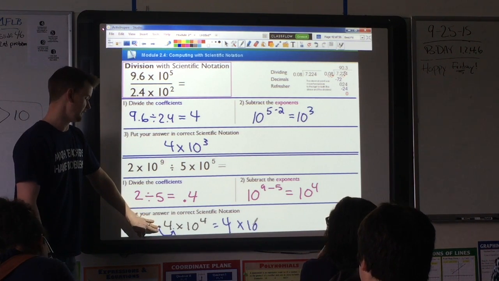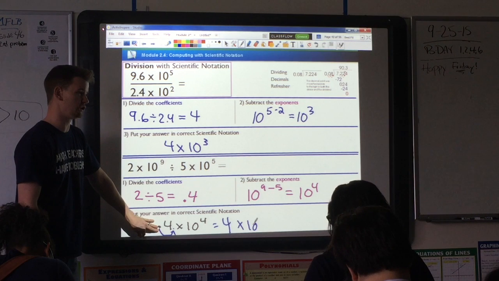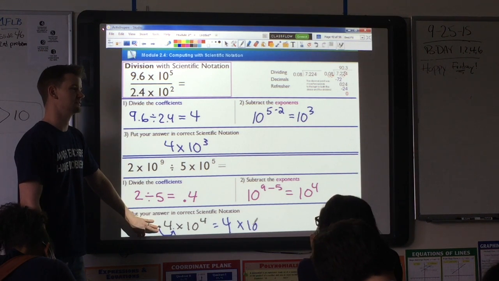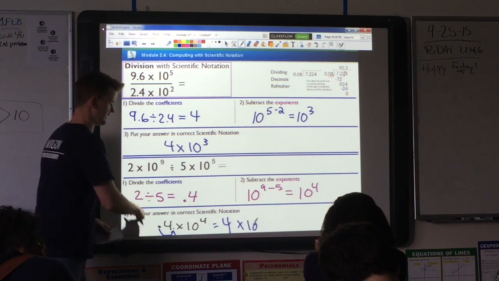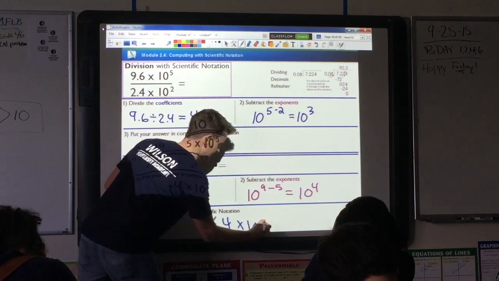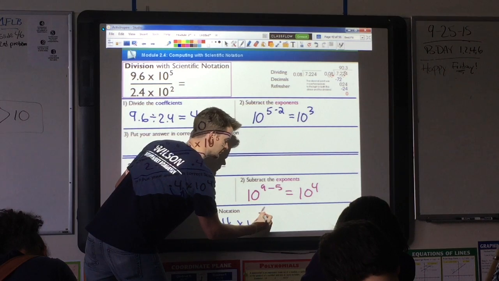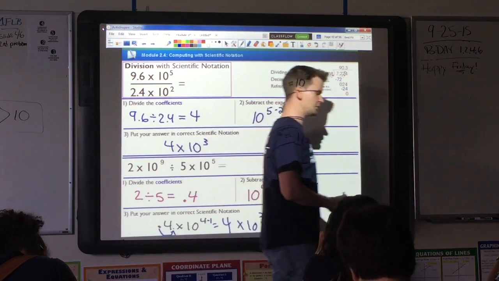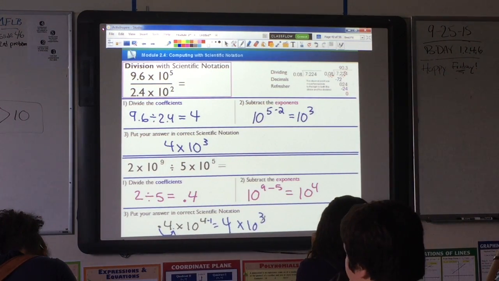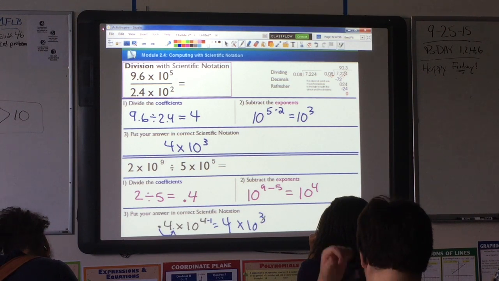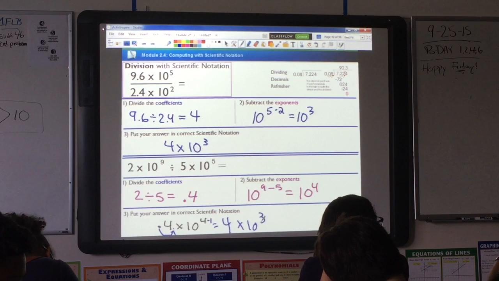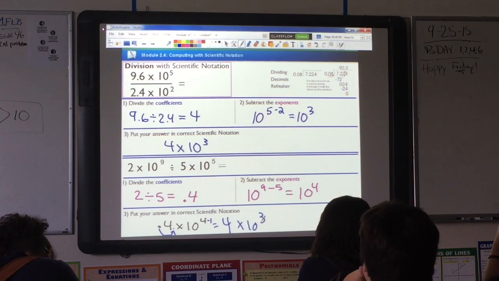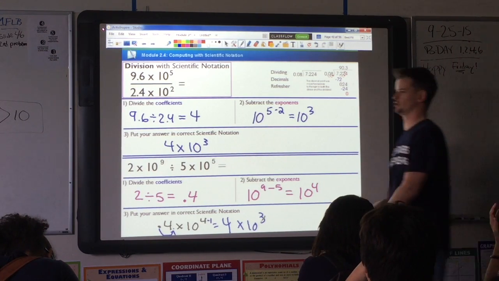Lucas, my coefficient got larger, so my exponent gets smaller. What am I subtracting, Lucas, from my exponent? 1, because I moved the decimal 1 time, so I do 4 minus 1, that's going to be 10 to the what power? Third power. Always make sure you write your answer in correct scientific notation. Keep in mind that if you're changing your coefficient, you're going to be changing your exponent. Keep in mind that inverse relationship.